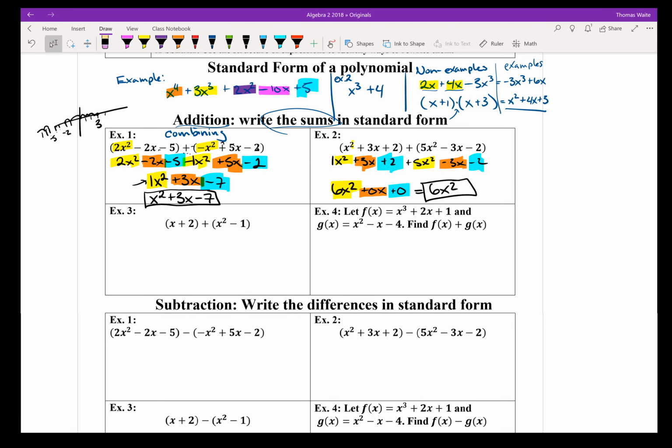First of all, I'm gonna outline this in red. So f of x is in red. It's x cubed plus 2x plus 1. And then it gives us a g of x, I'm gonna outline in blue. It's x squared minus x minus 4. And then it says find f of x plus g of x.